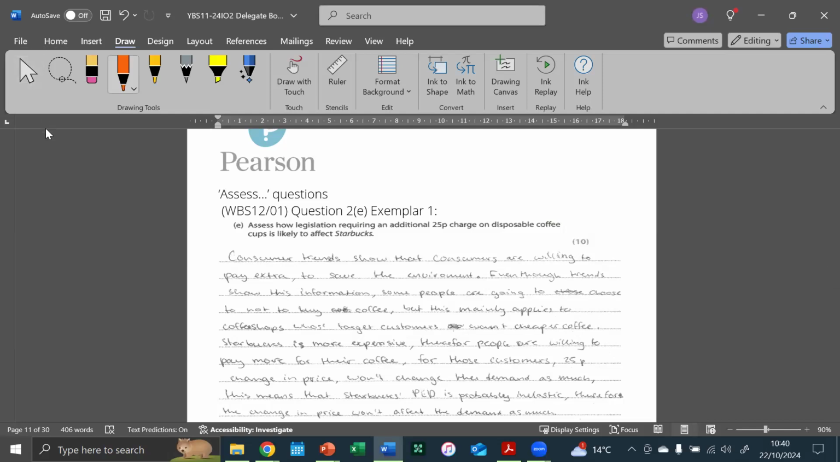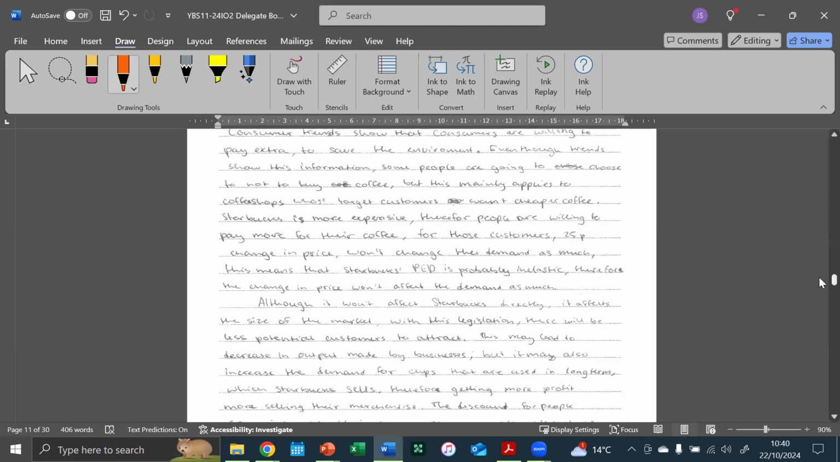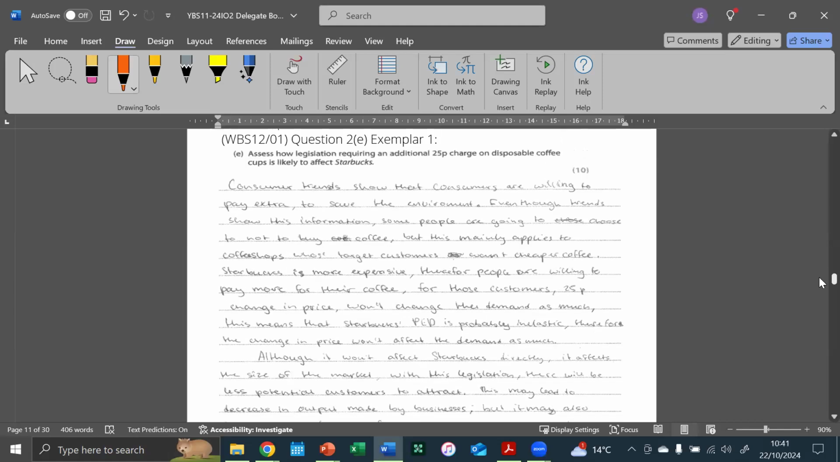And again, I'm not really underlining anything here because it's levels-based marking. I'm just sort of reminding myself of things. Now, this is a bit of an unusual question, a bit of an outlier when it comes to an assess question, because it's about legislation regarding a charge on disposable cups and how it's likely to affect Starbucks. It's not asking you to assess the benefits. Assess how, right? How is this legislation coming in?